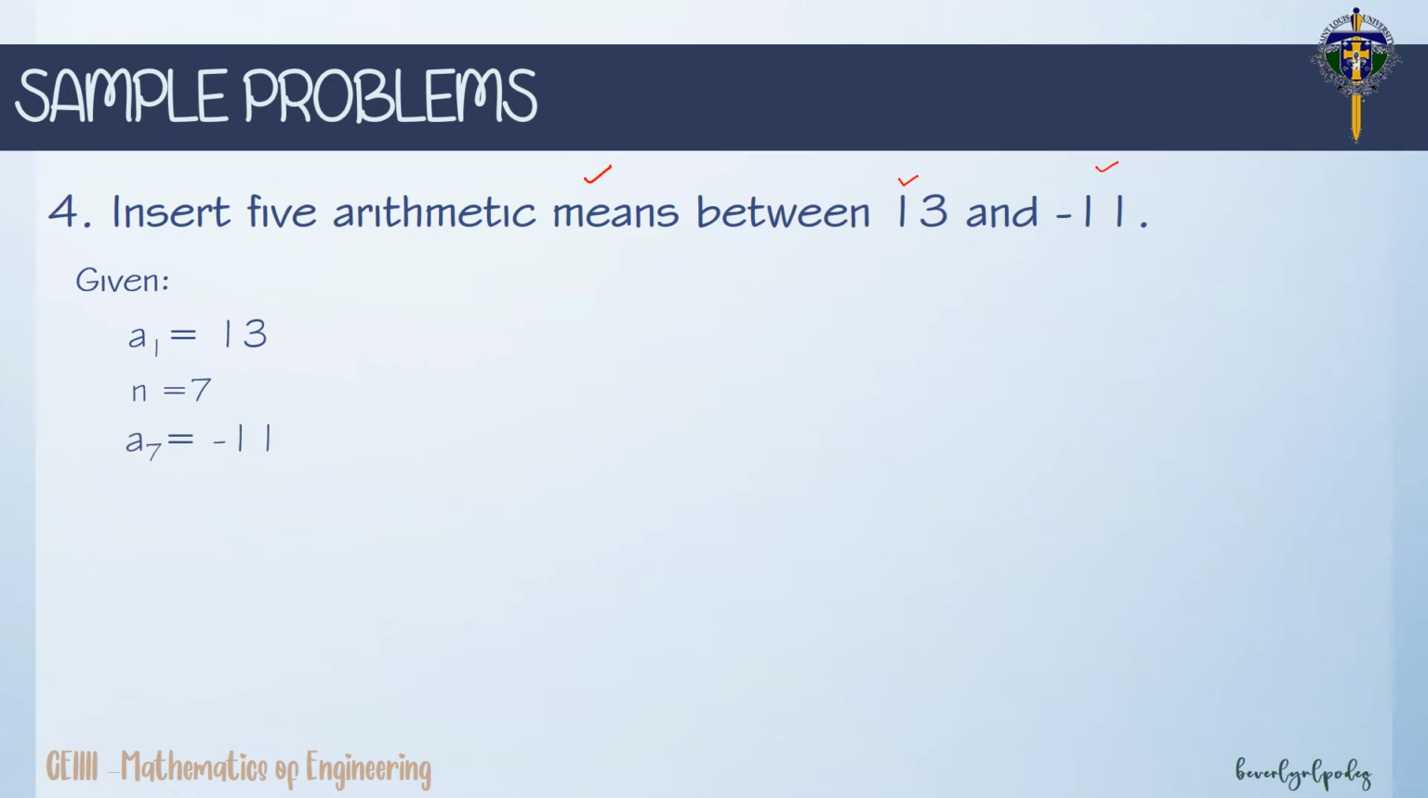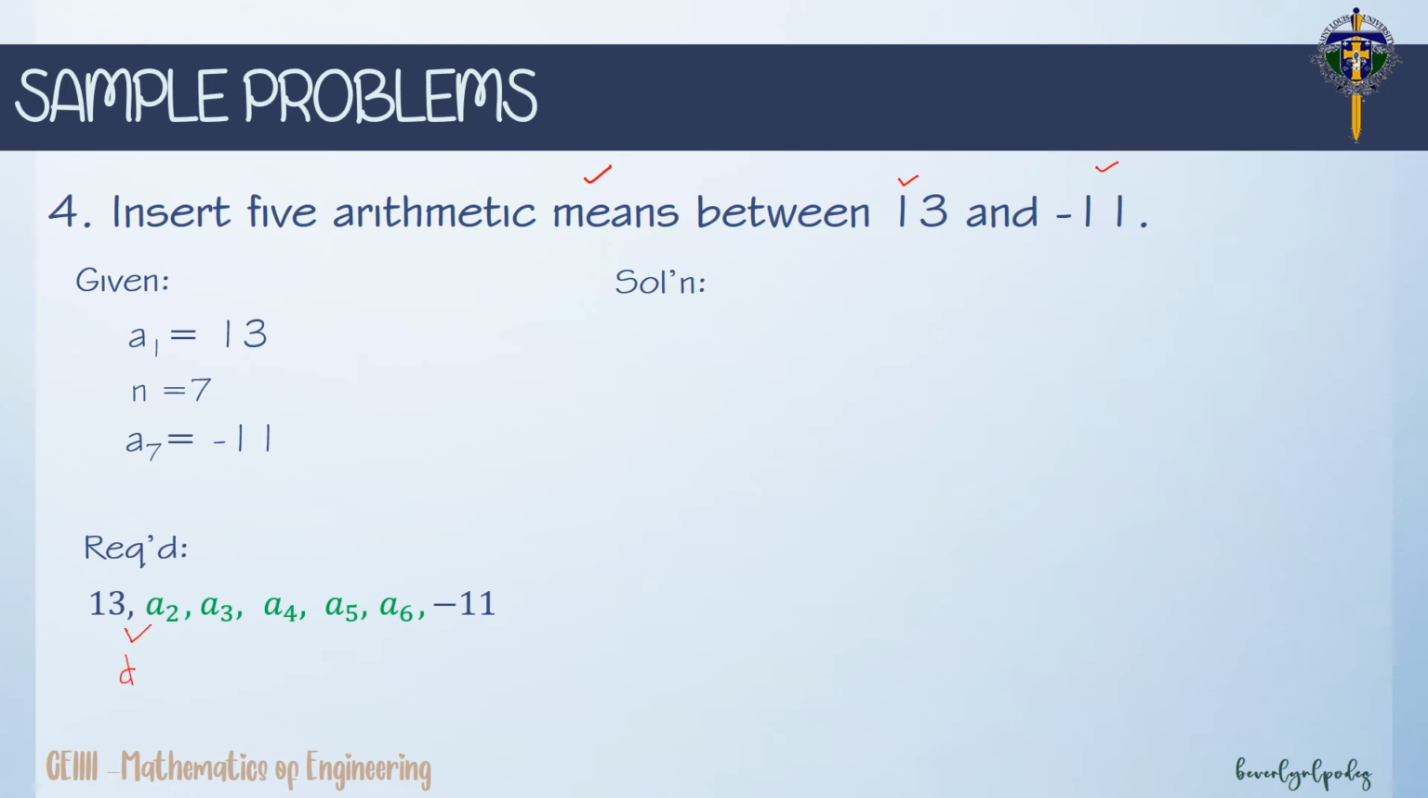And then, of course, a7 is also given to be negative 11. So we are required to find a2, a3, a4, a5, and a6, or the 5 arithmetic means. So these are the means, 1, 2, 3, 4, 5, and the two values, the first and the last value, these are the extremes.